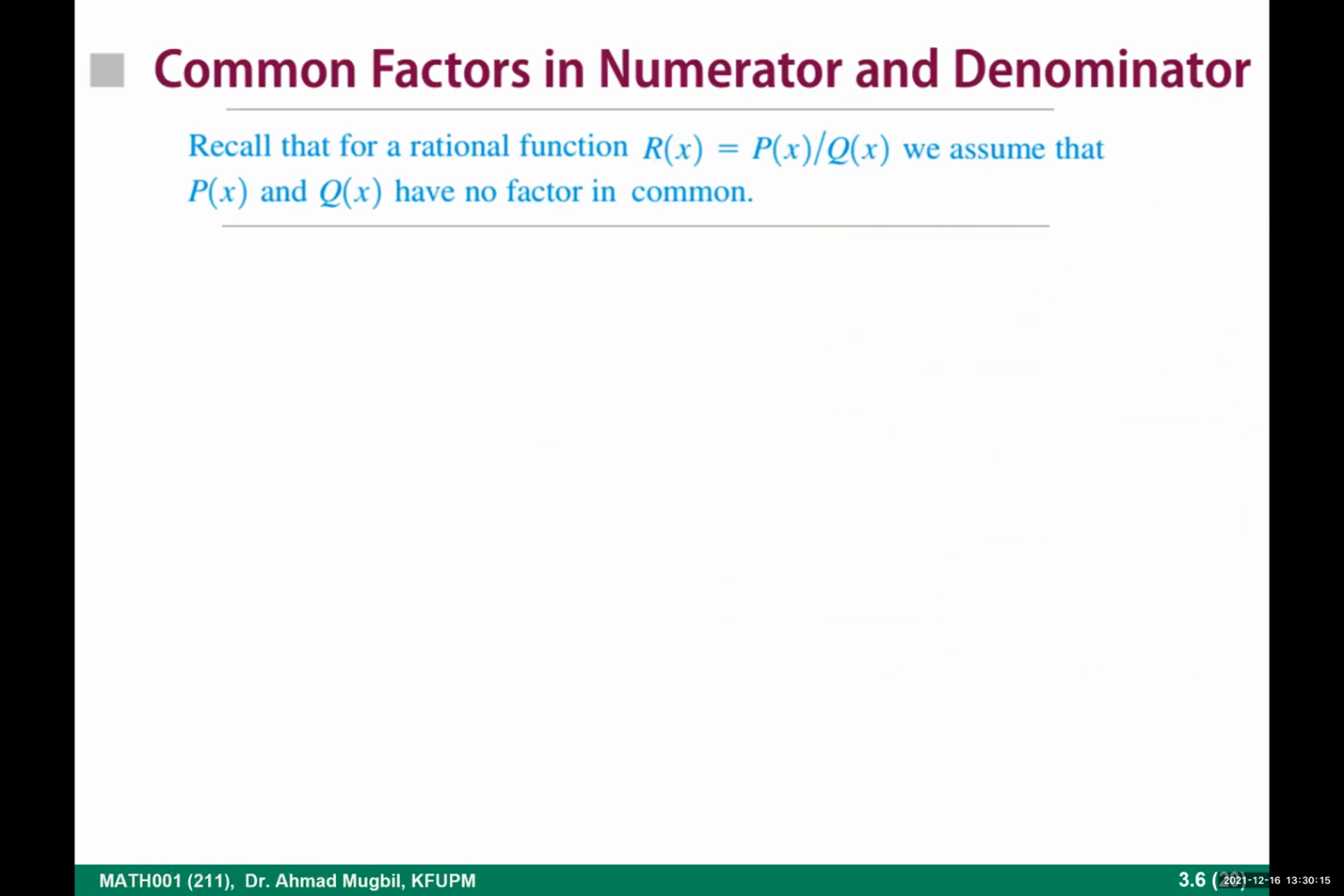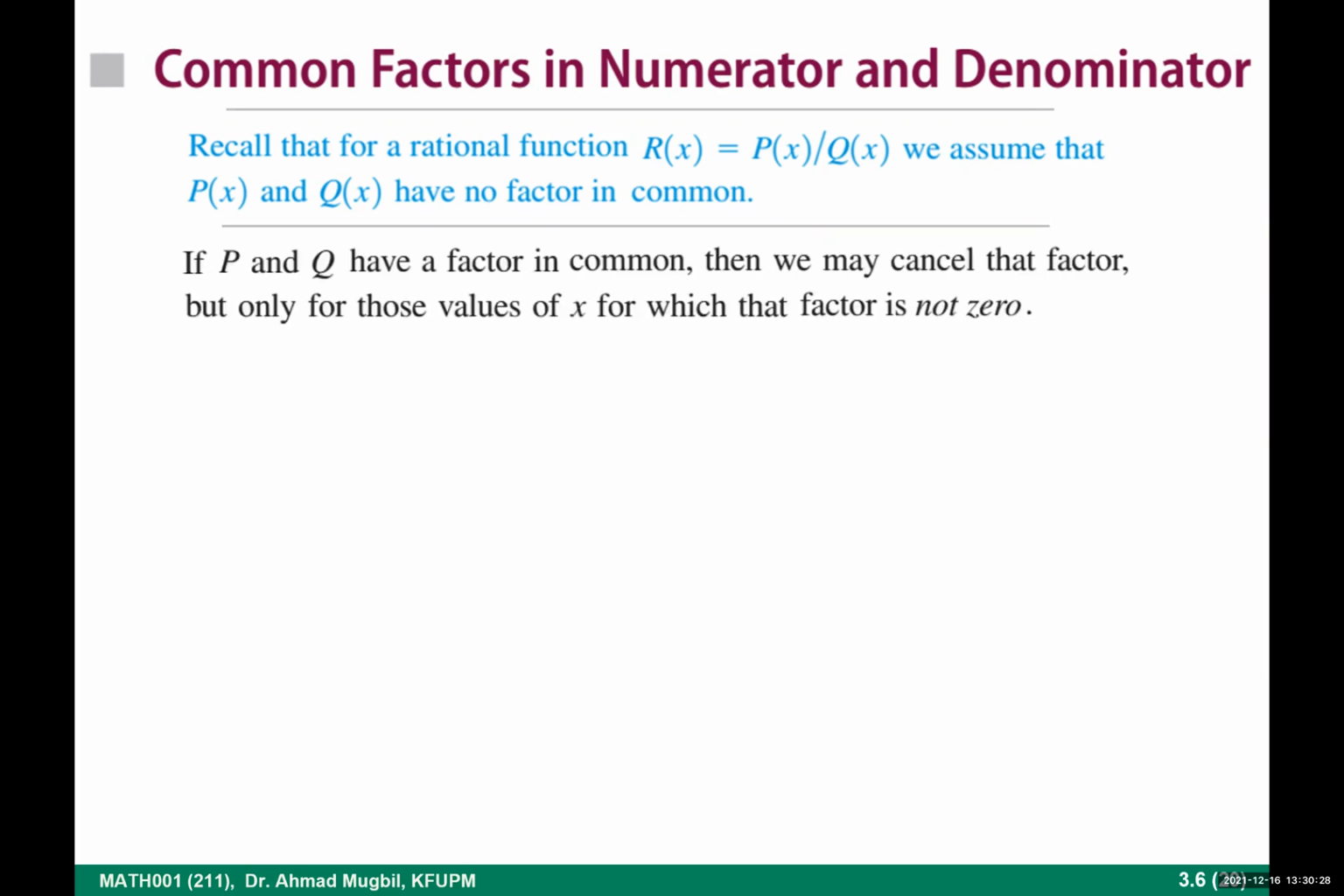Now, what about the case when we have a common factor between the numerator and the denominator? All the rational functions that we had before had no common factor between them. Now, if there is a common factor between the numerator and the denominator, we may cancel that factor, but only for those values of x for which this factor is not 0. We should consider the domain where we are working. What are the valid values for x? In this case, the graph has a hole at that point, or a point of discontinuity.